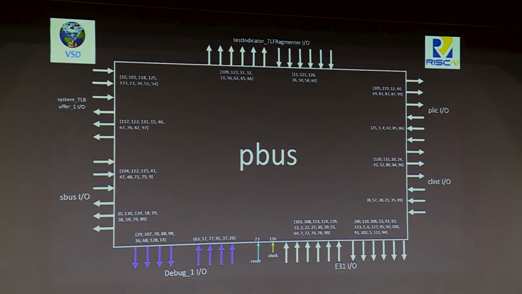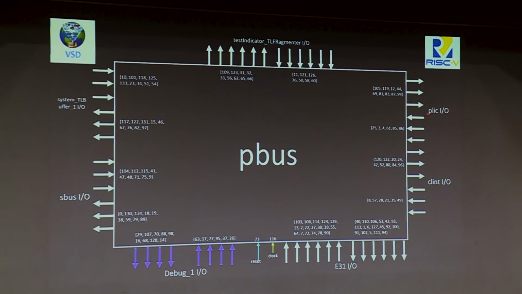If you are trying to implement a P bus separately, it's more of a hierarchical physical design, where you take up each small block and try to implement them separately. And while you do that, you need to keep the pin locations as mentioned over here. For example, on the right side, this is where the PLIC IO comes in.